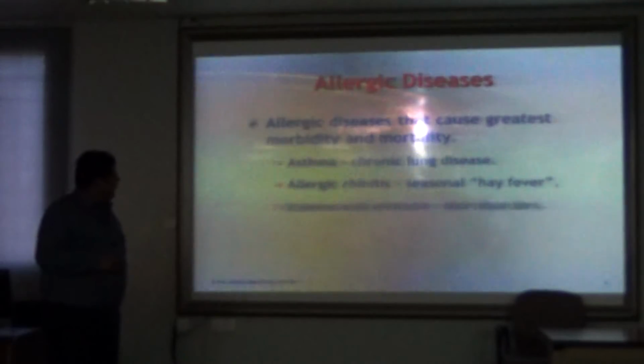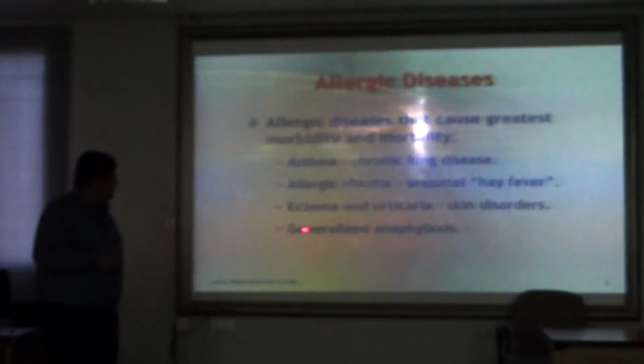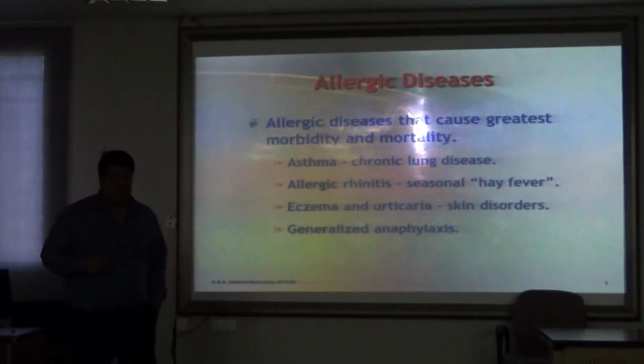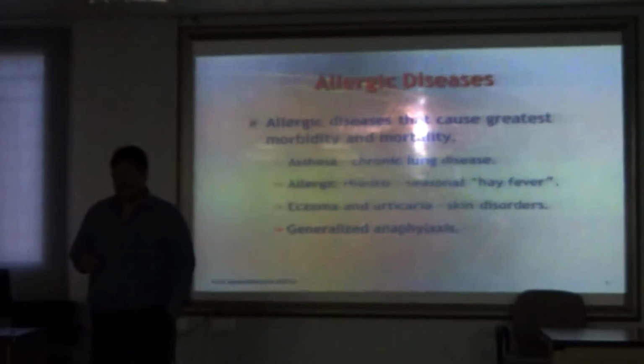Now, as you can see, allergic disease has the greatest morbidity and mortality. Asthma, chronic lung disease it can develop into. Allergic rhinitis, again, as I say, seasonal hay fever to pollens and other things. Eczema, urticaria, skin disorders, which start early in life. And also generalized anaphylaxis can happen. I tell you, I was in the military hospital, and one of my students, who was now a lieutenant general, came to the department.